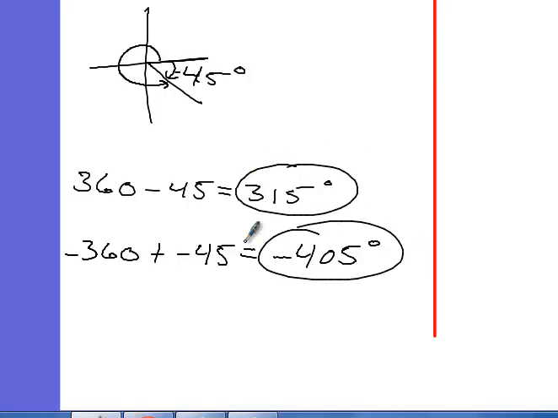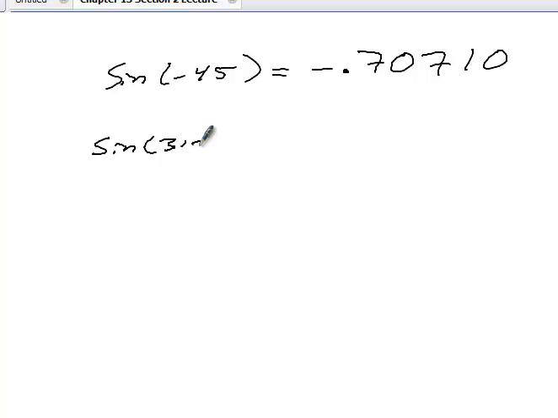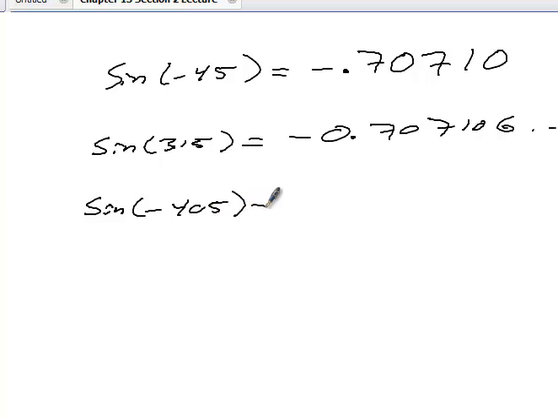Now, those of you that have calculators, I want you to get them out real quick. I want you to see what this really means. On your calculators, tell me, what is the sine of negative 45? 0.7 what? What's the sine of 315? What's the sine of negative 405? Does that make sense or no?